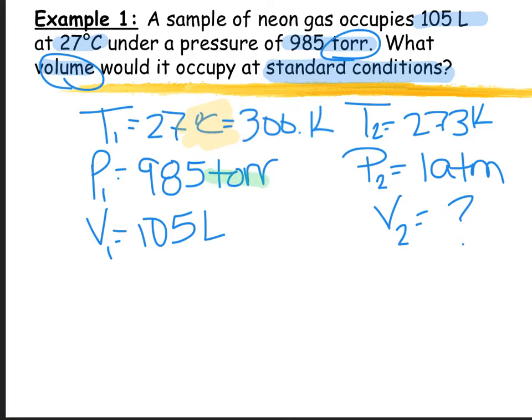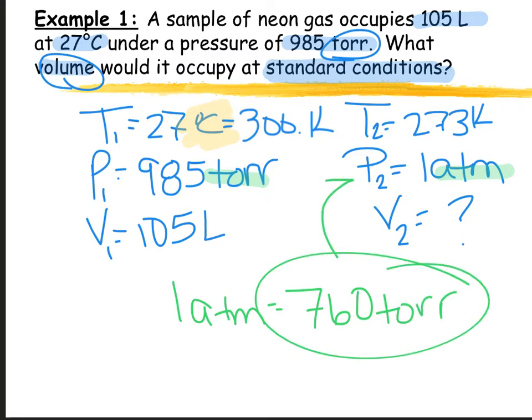P1 was given in torr, but we wrote down P2 as 1 ATM. If I try to use two different units in a problem, I won't be able to cancel them out. You have to make sure that your units match before you plug them into the formula. The easiest conversion to make right now would be from ATM to torr, because I know that 1 ATM is equal to 760 torr. It was one of our conversion factors. So if I just use 760 torr for P2, that would solve the problem.